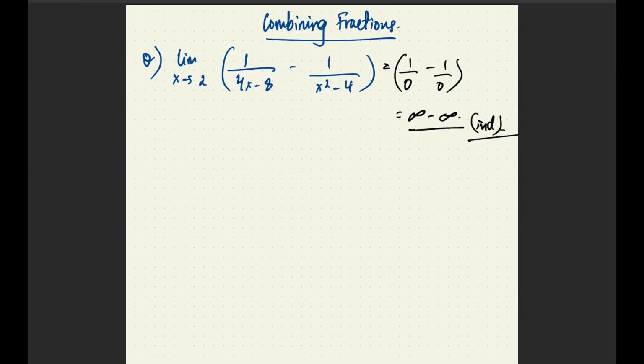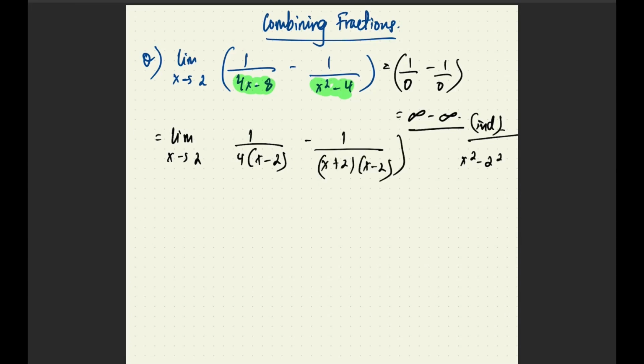When we go to find the LCD, it's always good to simplify the denominators before calculating it. What I mean is that it's always good to factor out the denominators. So we can write the limit as x approaches 2 of 1 over, I can put 4 outside, 4 times (x minus 2), minus 1 over x squared minus 4, which is a difference of 2 squares and can be written as x squared minus 2 squared, so that's just (x plus 2) times (x minus 2). Now that both denominators are fully factored, we can go ahead and calculate the LCD.